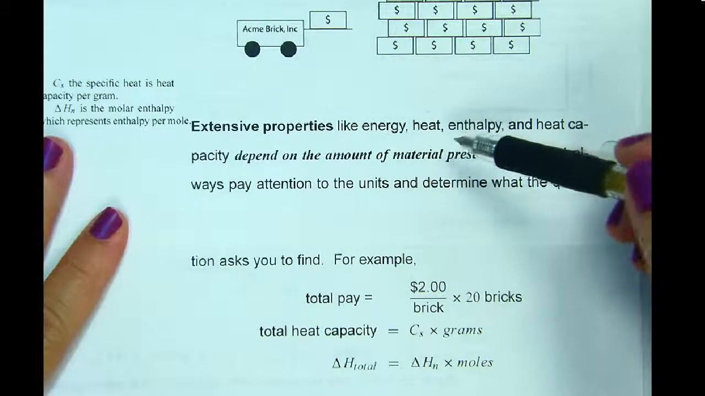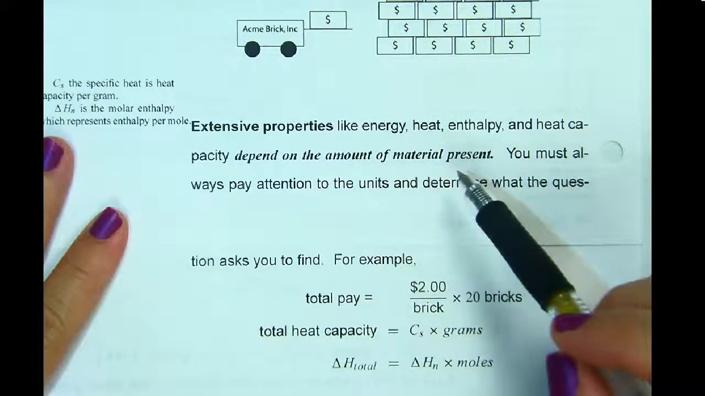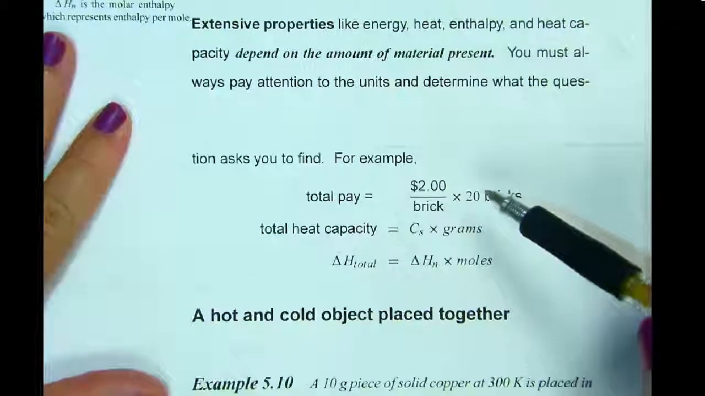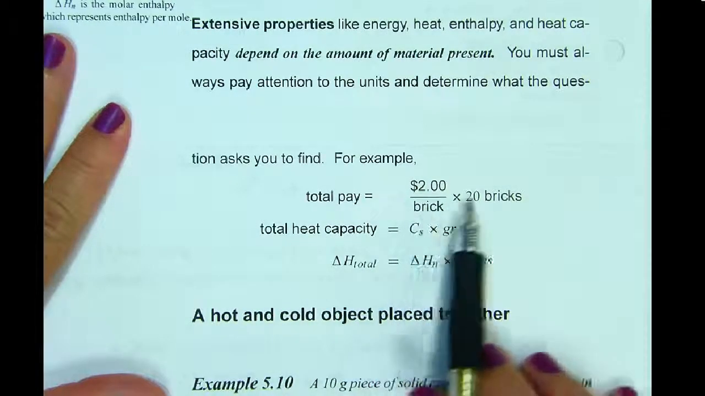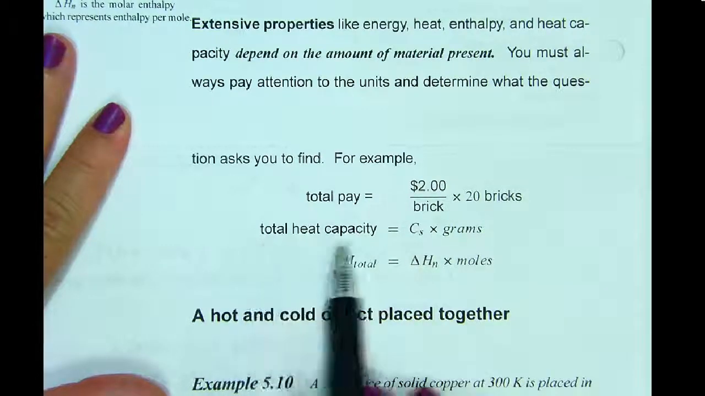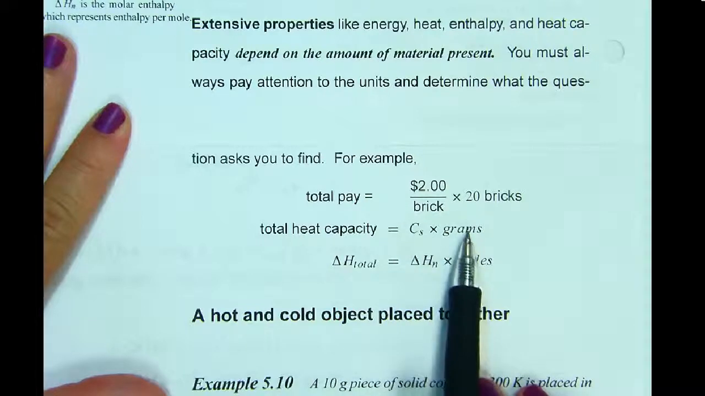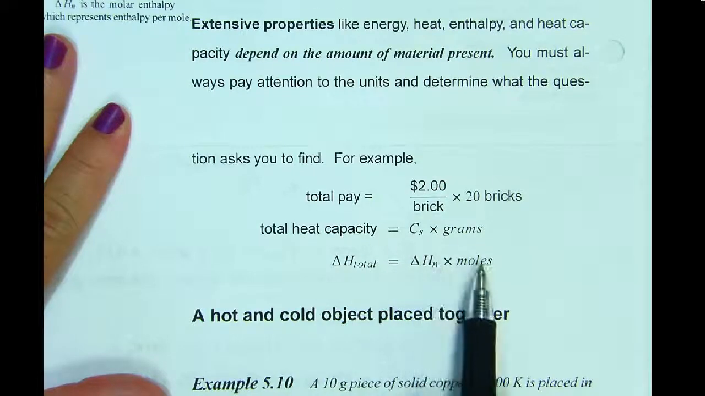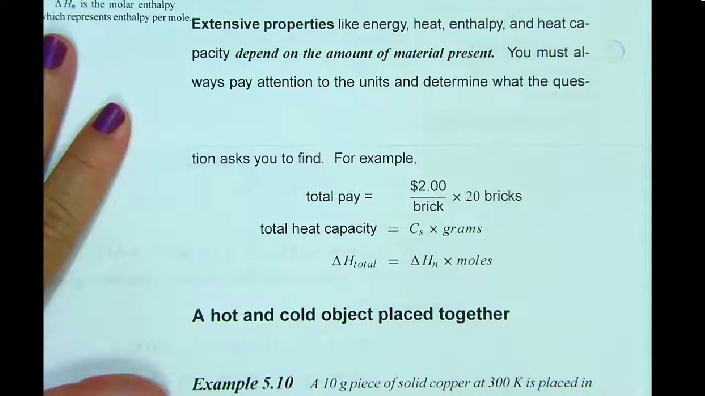Extensive properties like energy, heat, enthalpy, and heat capacity depend on the amount of material present. You must always pay attention to the units and determine what the question asks you to find. For example, total pay, if you did $2 per brick times 20 bricks, or total heat capacity, which is the heat capacity times the amount in grams that we are dealing with, or the delta H total, which is dependent on the amount of the substance that we have. And so this is just to imply that the amount of the substance is a large factor.